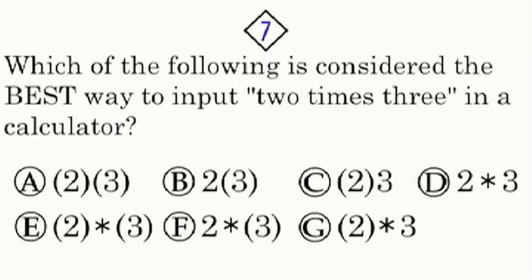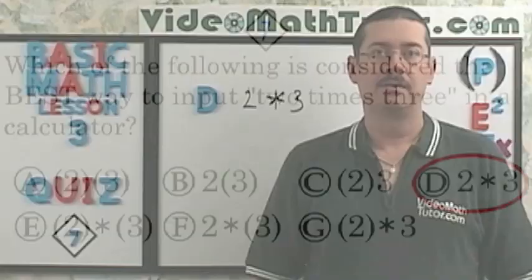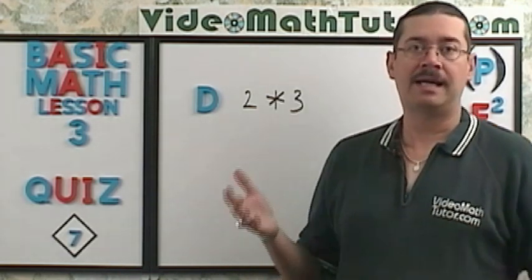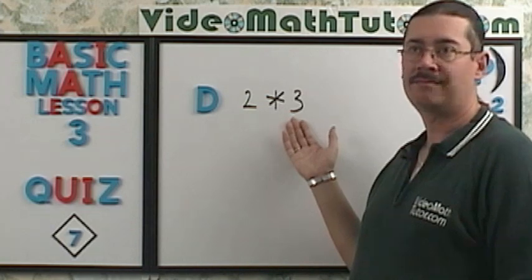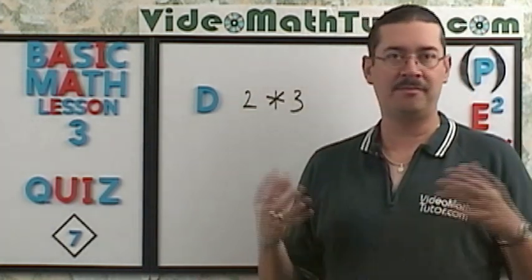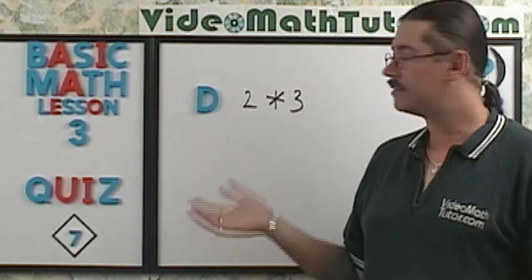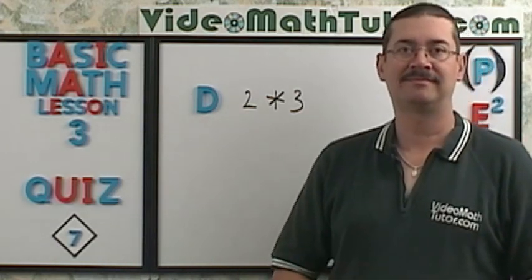Which of the following is considered the best way to input 2 times 3 in a calculator? Of all these choices, they're all good, but answer D is considered the best. Why? It has the fewest number of keystrokes. 2 times 3 doesn't involve a lot of parentheses. Don't put any unnecessary parentheses, you don't have to. So keep it simple.